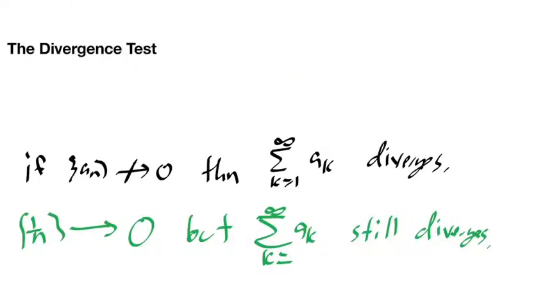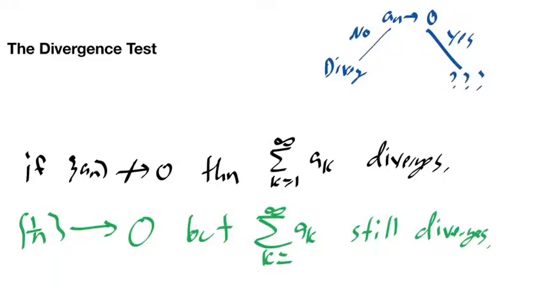So often I kind of have this decision tree: do the terms converge to 0? If the answer is no, then you know diverge is the answer. If the answer is yes, then it could be either one. You basically keep going, and you try other tests.